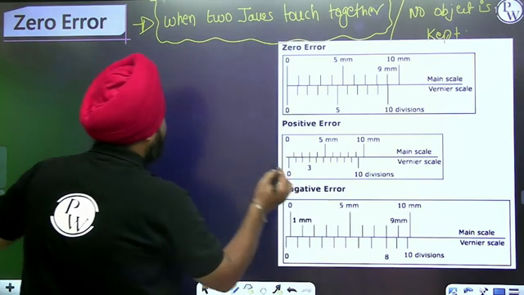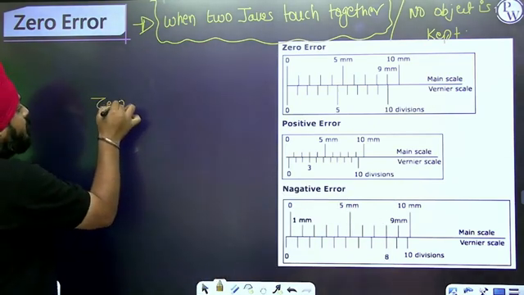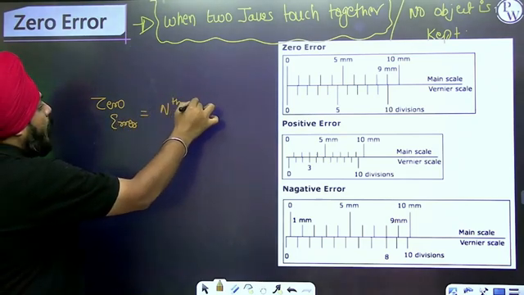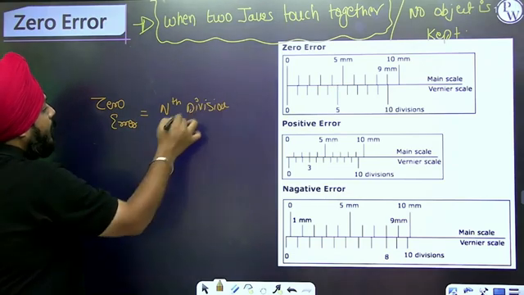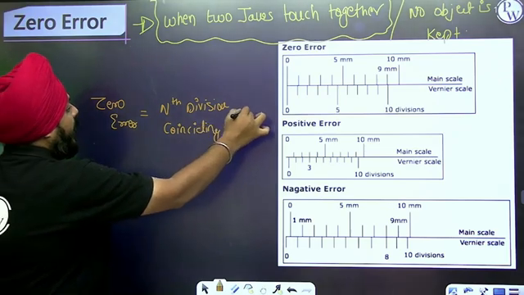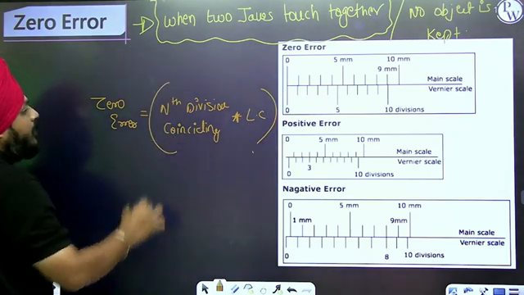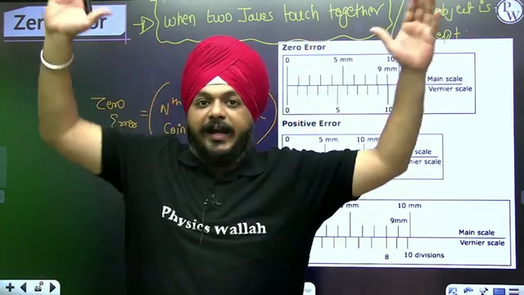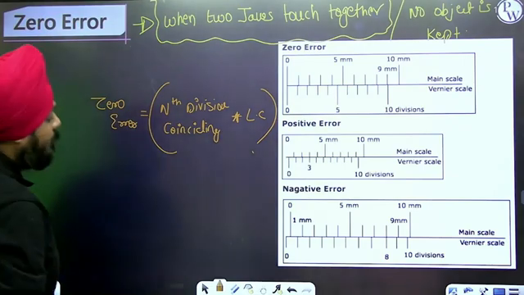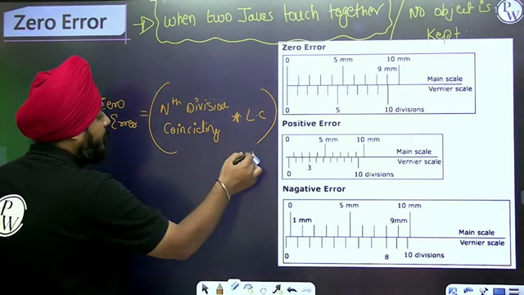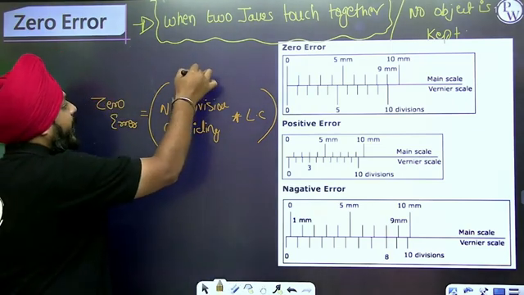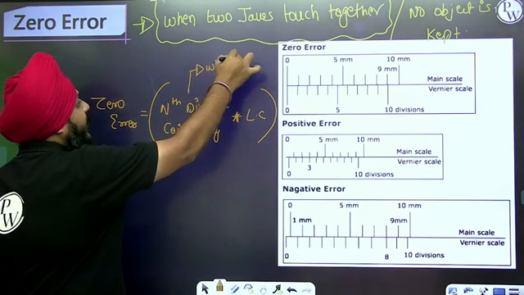The formula of the zero error is nth division coinciding into the least count. Now what is this nth division coinciding? When the object is not kept.